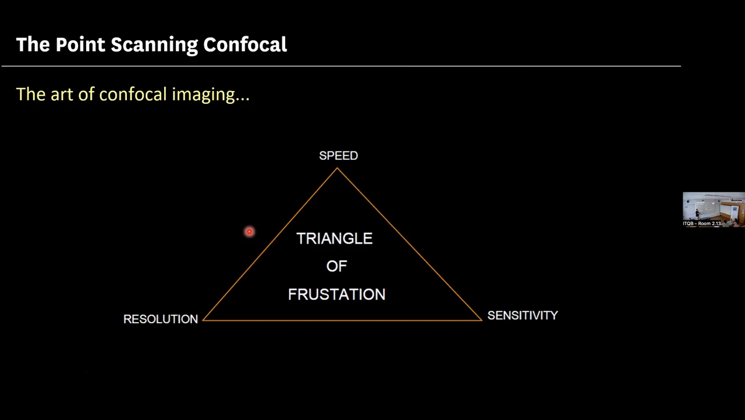If you want to image very, very fast and your laser will be scanning the sample very, very fast, you probably will not collect enough photons to get the very high signal to noise ratio. And if you want to go faster, you have to scan less points. So there's an art in confocal imaging. I call this a triangle of frustration, because you cannot get it all. You have to decide, depending on your application, whether you want resolution, speed, or sensitivity. And these are the parameters in the confocal microscope that you have to adjust.